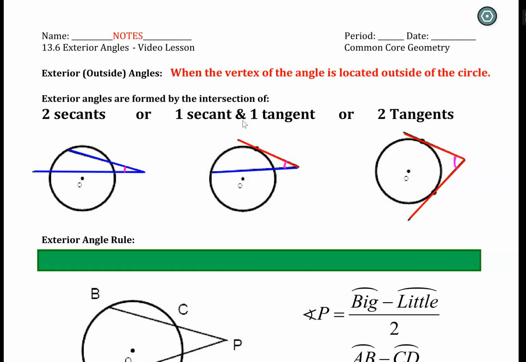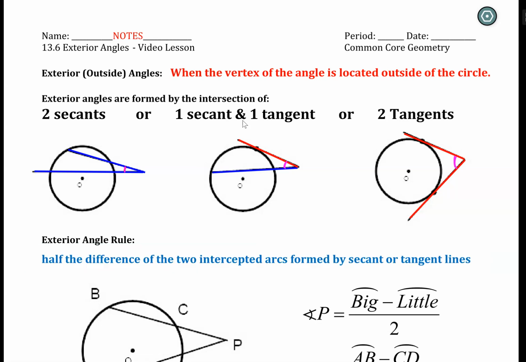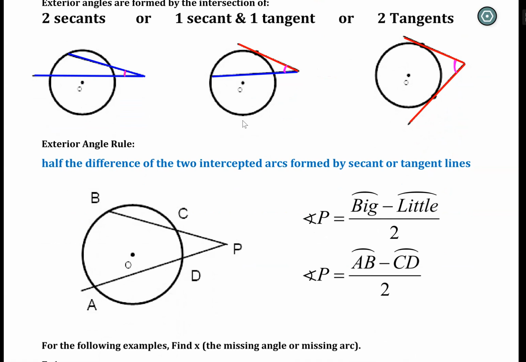Now that we know how they are created, let's get the rule. Half the difference of the two intercepted arcs formed by either the secant or the tangent line, or a combination of both, will be equal to that exterior angle. I like to create a little formula for it, because it helps with memorization. It's very similar to the interior angles we did in the last video, but there is a major difference: instead of the sum of the arcs, this is the difference of the arcs.